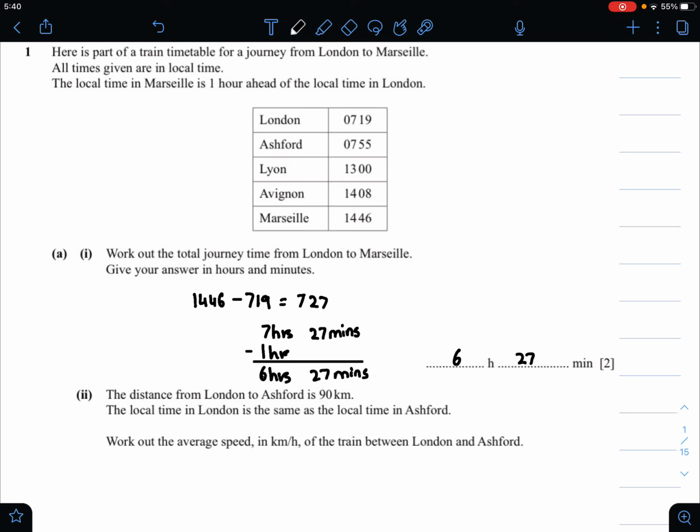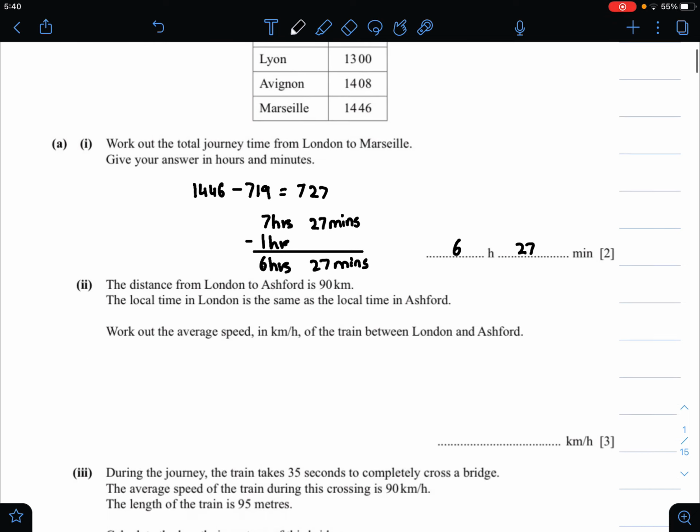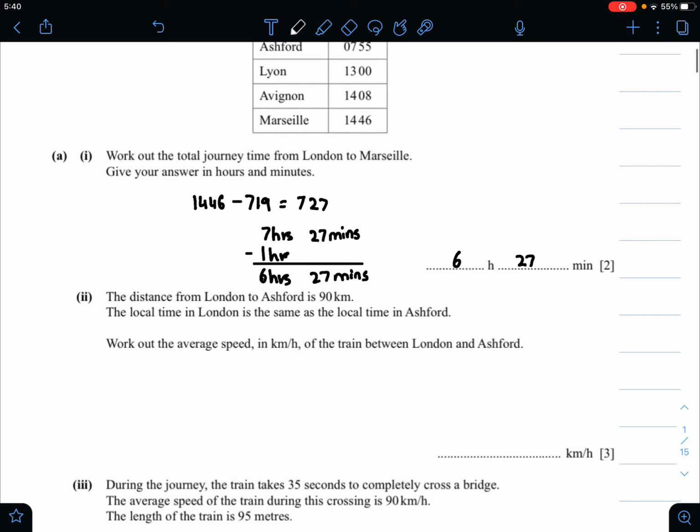Now let's move to part A2. So for part A2 they are telling us that the distance from London to Ashford is 90 kilometers. The local time in London is the same as the local time in Ashford. Work out the average speed in kilometers per hour of the train between London and Ashford. Okay, so speed is equal to distance by time.